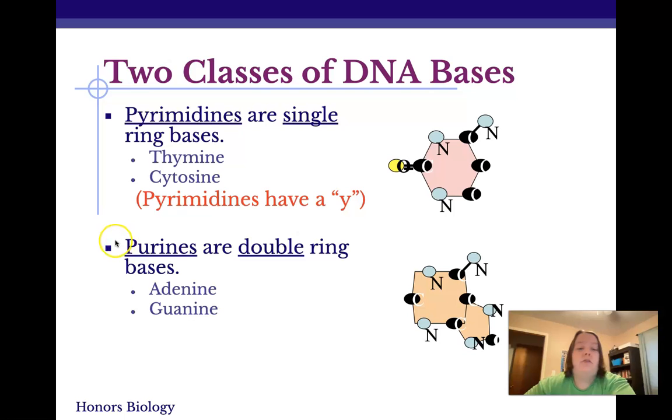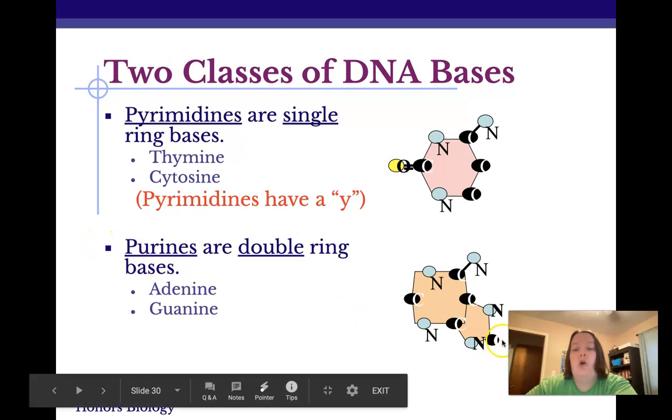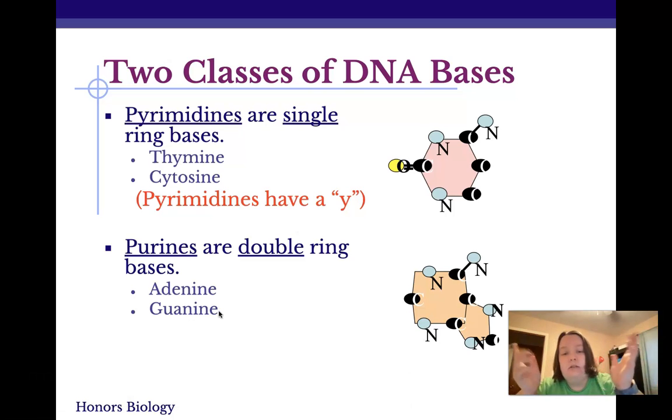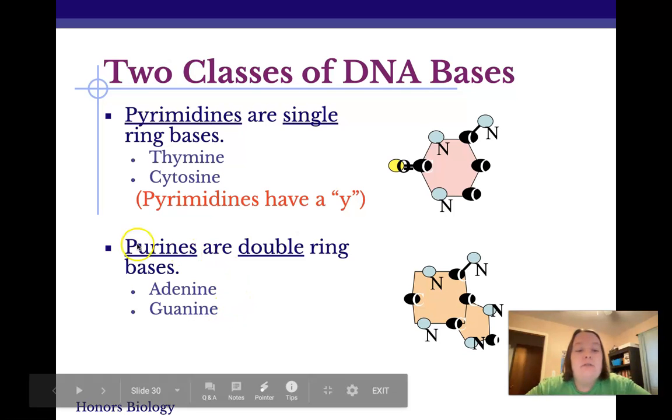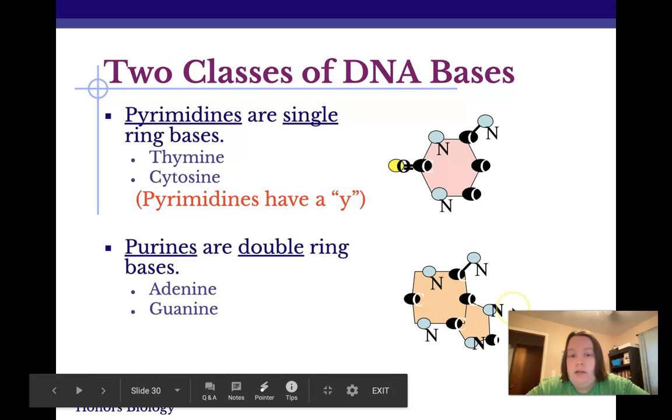Purines, small name, but larger structure, because purines have 2 rings. So purine bases have 2 rings, and our purine bases are the only 2 that are left, which are adenine and guanine. So when you have your 4 listed, just take your ones with a Y and add them to the pyrimidines. Those have 1 ring. The 2 that are left are your purines, and they have 2 rings.